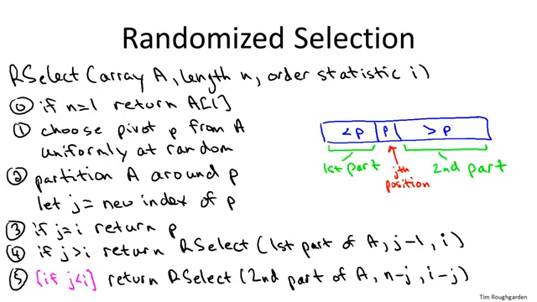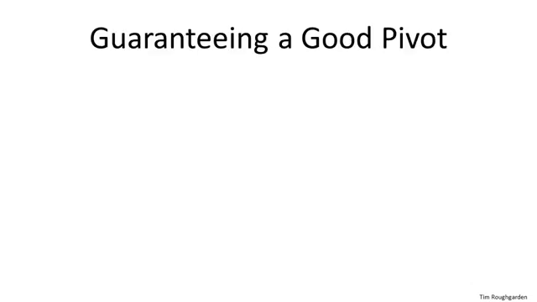So now the big question is, suppose we weren't permitted to make use of randomization. Suppose this choose a random pivot trick was not in our toolbox. What could we do? How are we going to deterministically choose a good pivot?